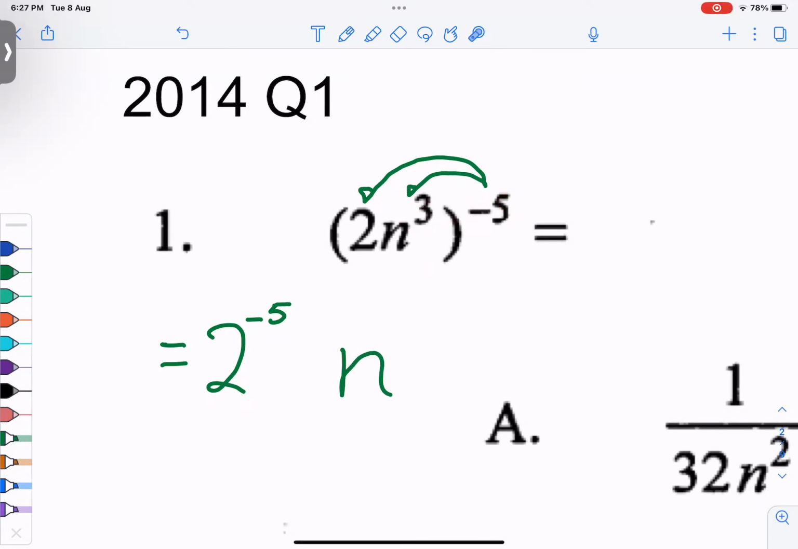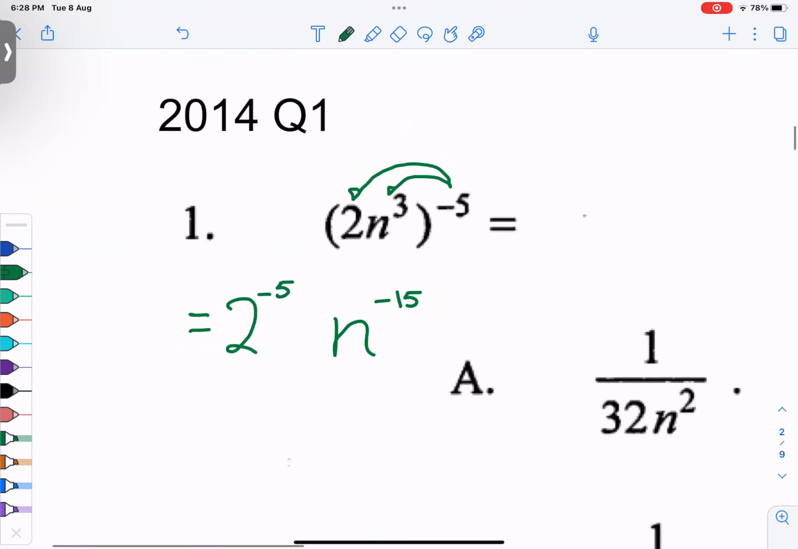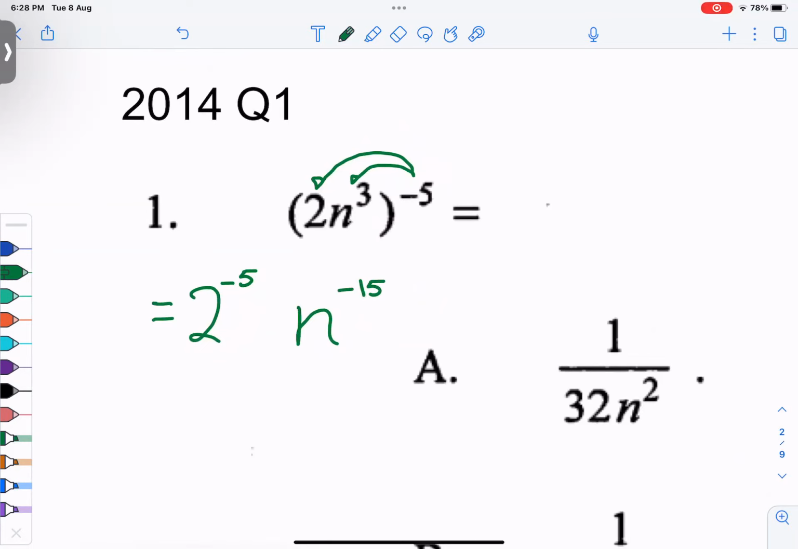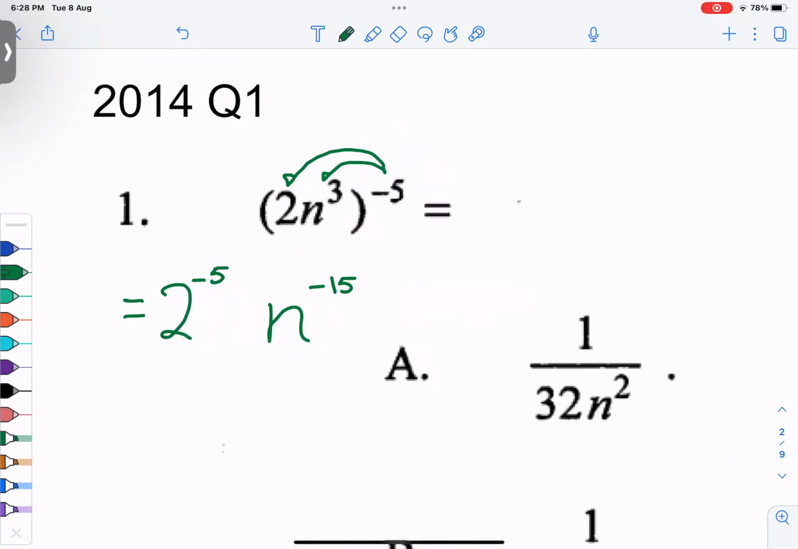What do you get? You can click calculator and see what do you have. 3 times -5. You have -15. Now what do we do? There's a negative power. Any idea?